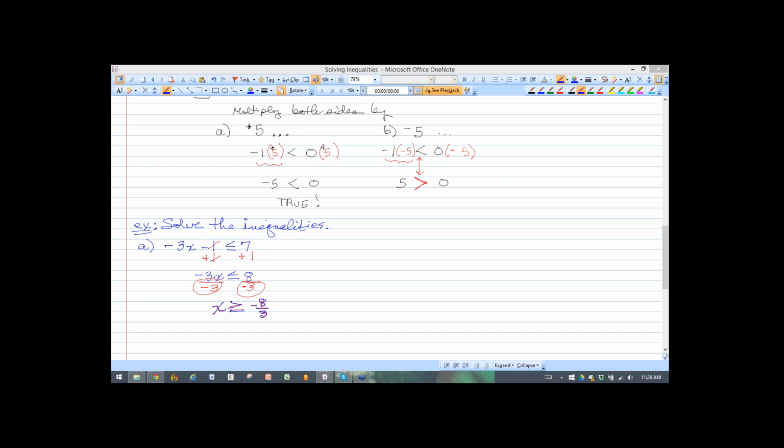All right. So here's the deal. Quickly, let's look at these graphically. I can center this at negative 8/3, and or equal to means that I'm going to include negative 8/3 in my solution set. So I'm going to use a squared off bracket this time, not a parenthesis, and greater than shades to the right.